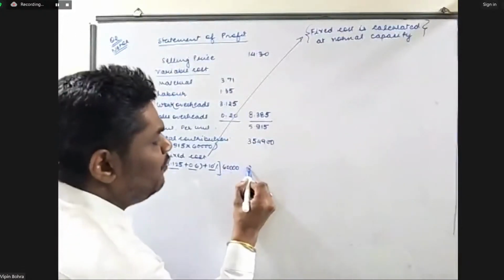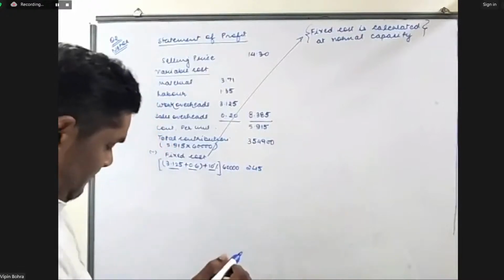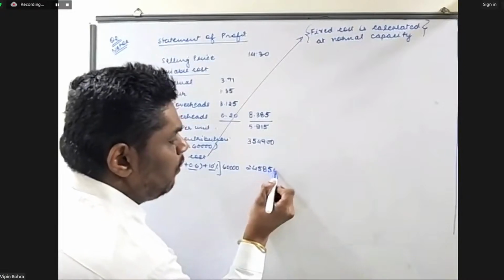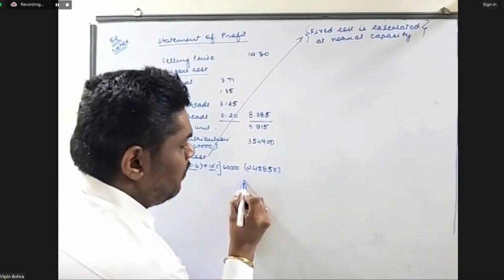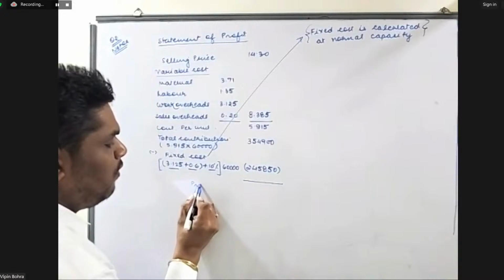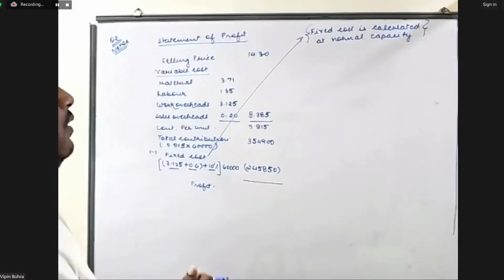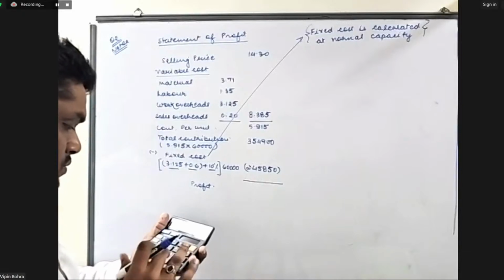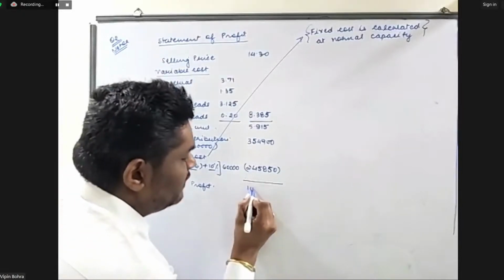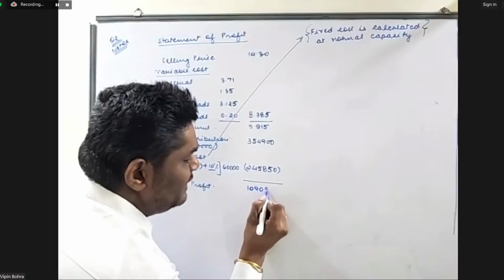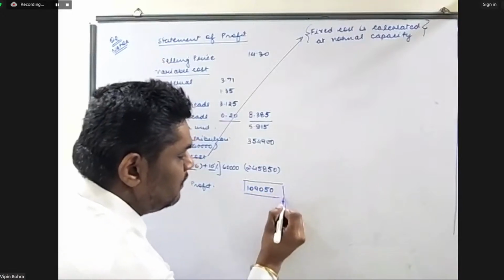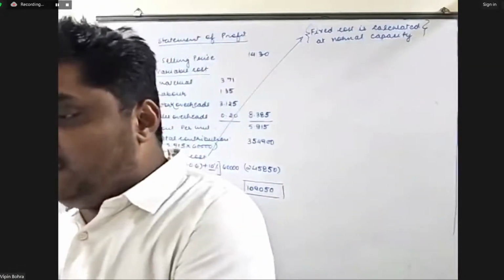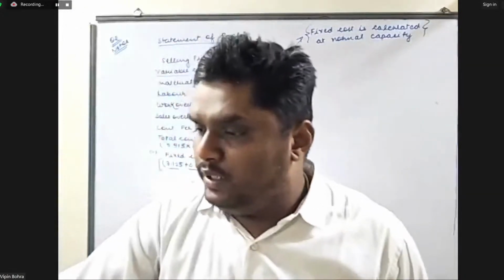So this will be 245,850. So profit earned under the current capacity is 109,050. This is the profit under the current capacity. If you guys have any doubts till now, you can please post your query.